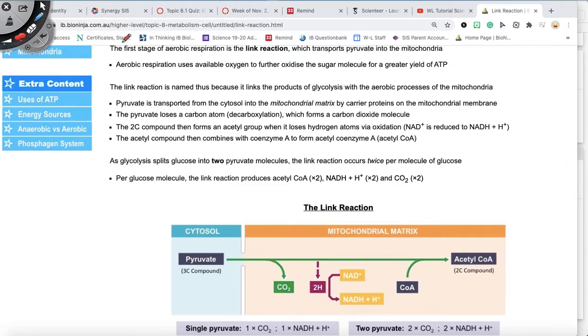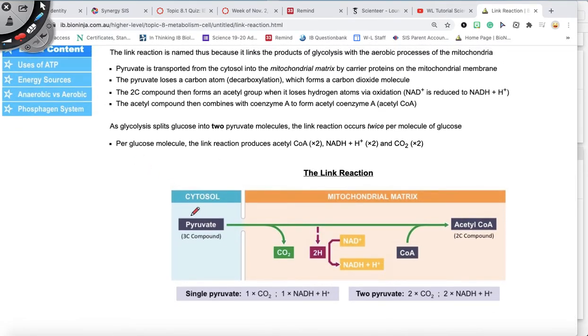So the first stage of aerobic respiration, because remember that glycolysis was anaerobic, is the link reaction, which transports pyruvate into the mitochondria. Remember that pyruvate made in the cytoplasm needs to get shuttled in the mitochondria. So aerobic respiration is going to use oxygen to further oxidize the sugar molecule for a greater yield of ATP. So the link reaction is named thus because it links the products of glycolysis, which is pyruvate, with the aerobic processes of the mitochondria. So let's see what's happening here.